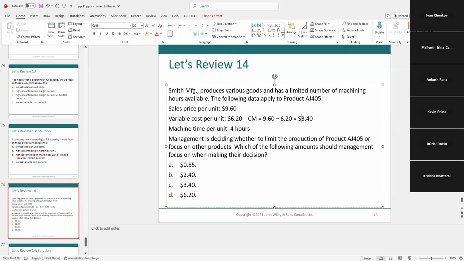We calculate the contribution margin per machine hour. Okay, machine hours. So what are we chasing here? The contribution margin divided by 4 hours, right? Yes. So how much is the contribution margin per hour then? 3.40 divided by 4. And how much are you getting? 0.85. A is correct.